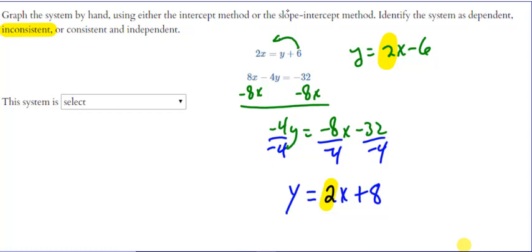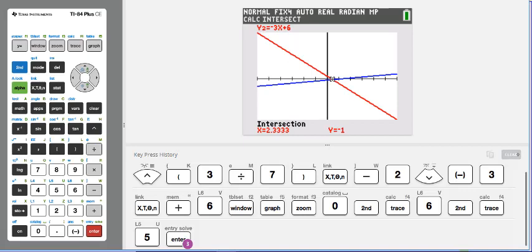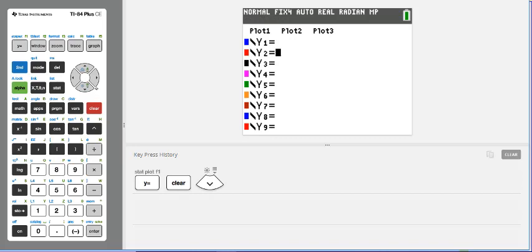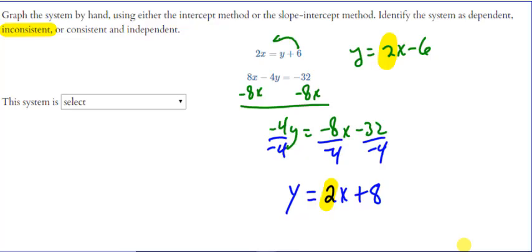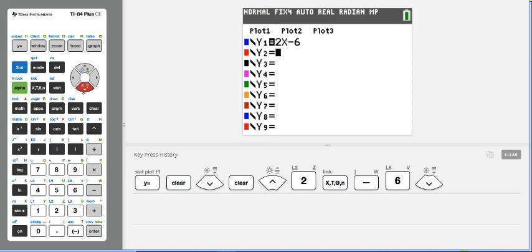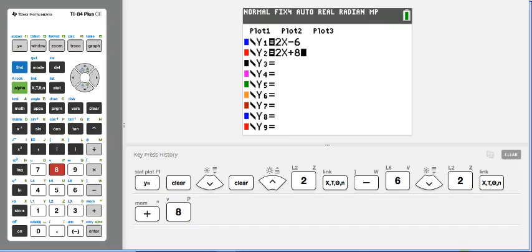So let's clear out this. Let's go back to y equals and hit some clears here. Alright, so let's look at the first equation. 2x minus 6. So 2x minus 6. Alright, and I have a 2x plus 8, I think, right? Yep. Alright, now, I'm just going to hit graph.